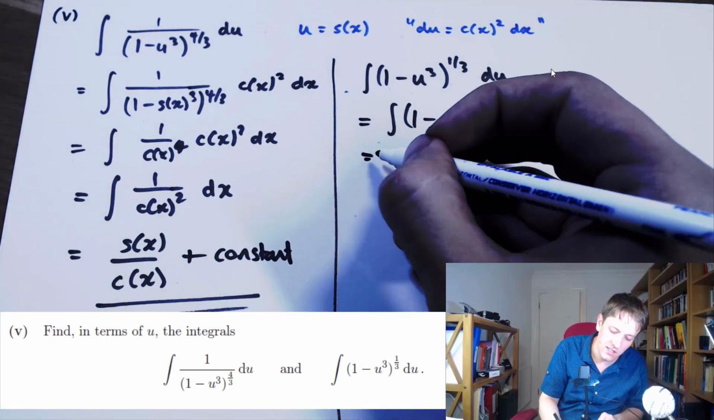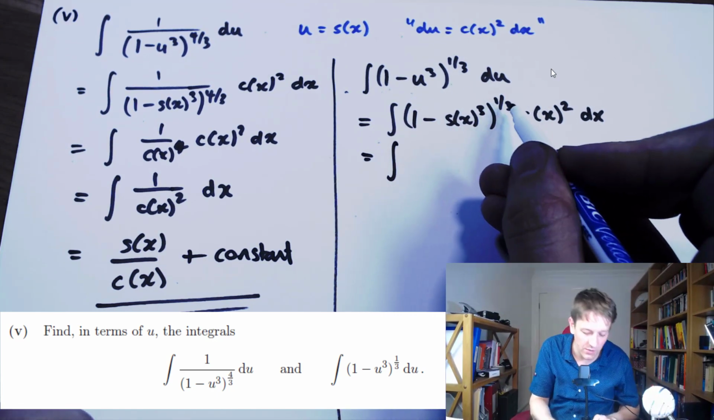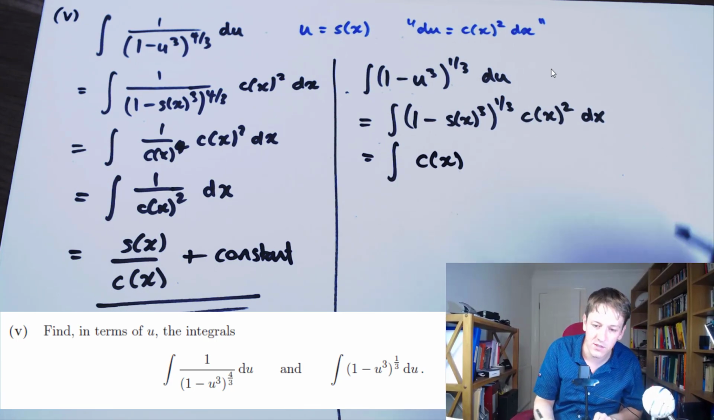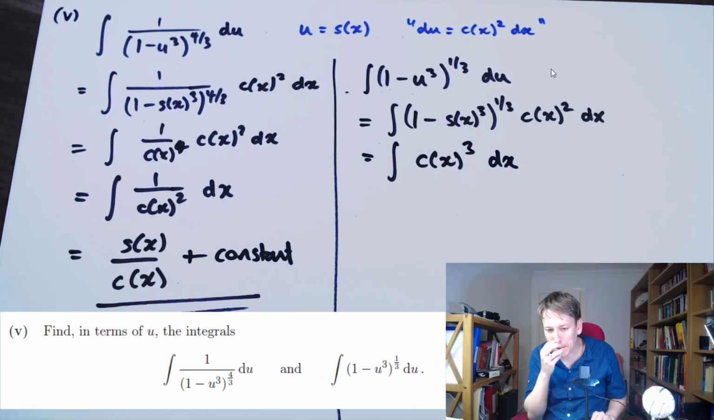So this gives me, again, c of x cubed by the fundamental identity to the 1/3, so that's just c of x multiplied by c of x squared, so I have to now deal with c of x cubed. And I guess this is the hardest bit.